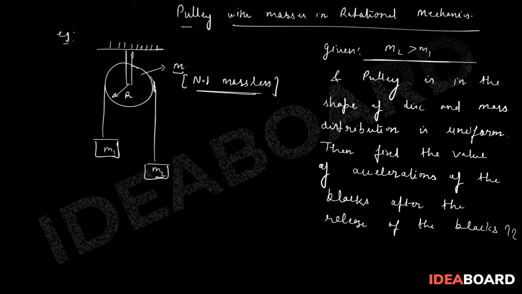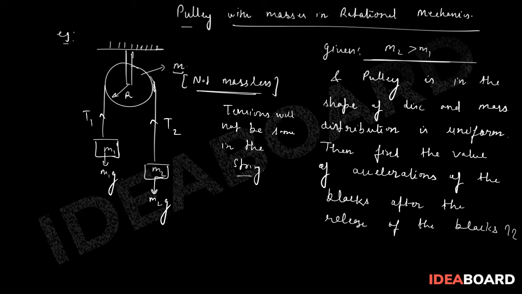So now what I have to do, when this pulley has certain mass, let us draw the FBD. First of all m2g will be downwards, then there will be certain tension, let's say T2, and here the tension will be T1. Now here tensions will not be the same in the string, because obviously this pulley has some mass. So now this is not a massless body anymore. That's why we have to consider the tensions, and then m1g downwards, correct?